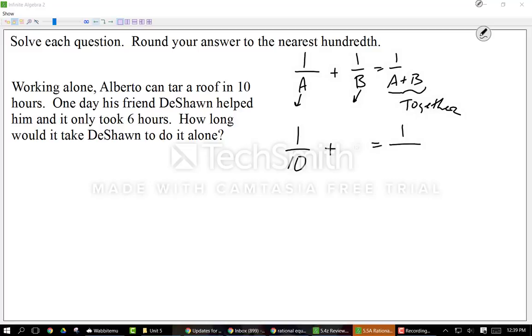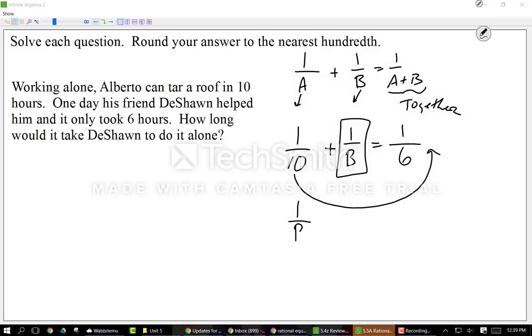So that's 1 over, and how long did it take? It took 6 hours. So then how long would it take Deshaun to do it alone? Well, we don't know Deshaun, so I can leave that as B or X or A or whatever variable you want to use. It doesn't matter. But I want to solve for this, so I'm going to have to move that over. So I get 1 over B equals 1 over 6 minus 1 over 10.